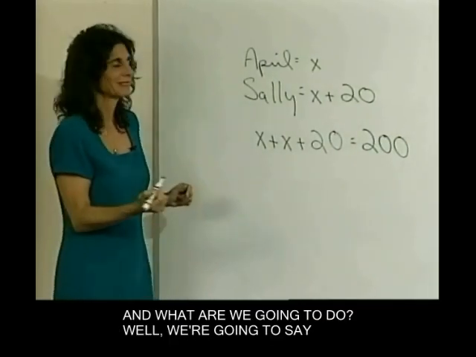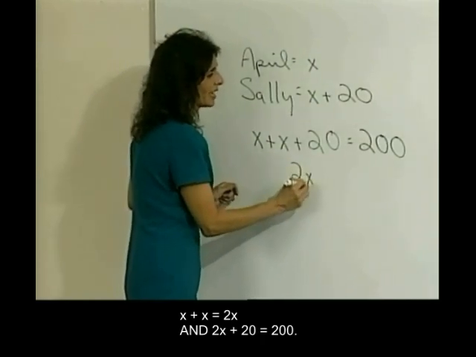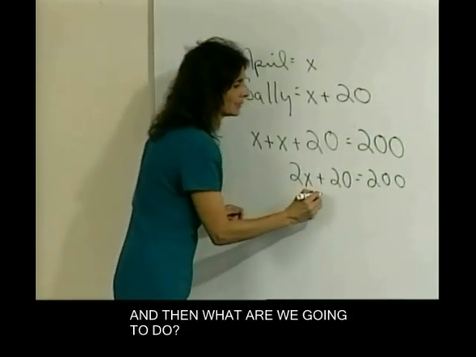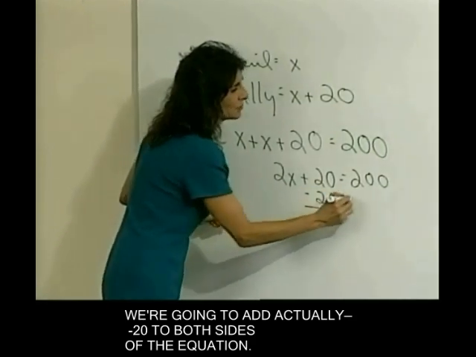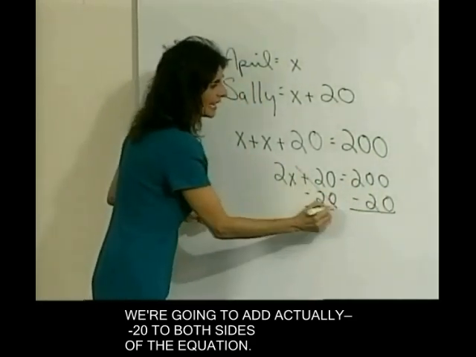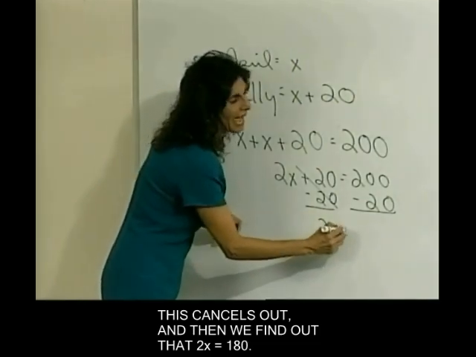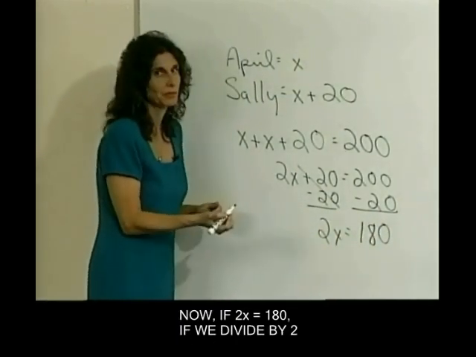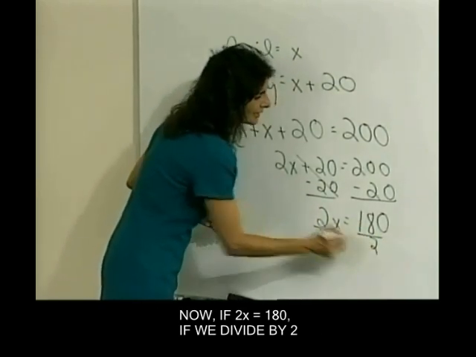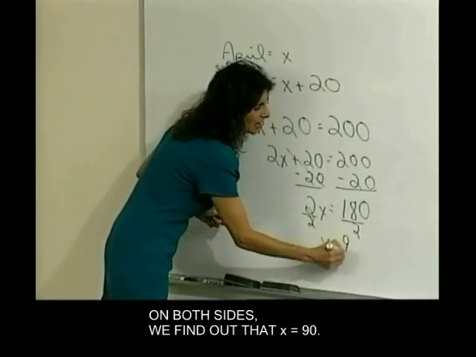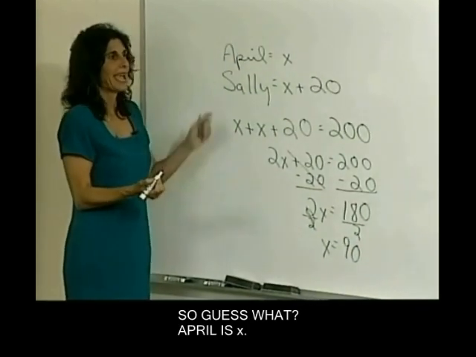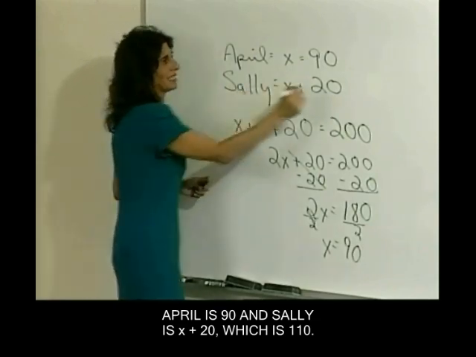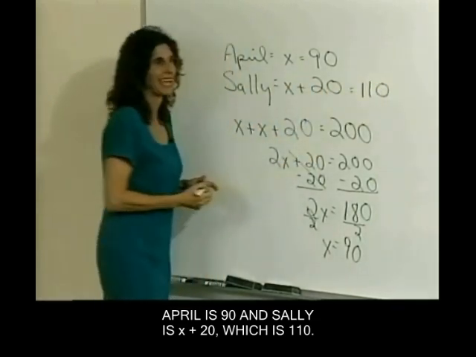And what are we going to do? Well, x plus x is 2x, and 2x plus 20 equals 200. And then what are we going to do? We're going to add a negative 20 to both sides of the equation. This cancels out, and then we find out that 2x equals 180. Now, if we divide by 2 on both sides, we find out that x equals 90. So April is x, which is 90, and Sally is x plus 20, which is 110.